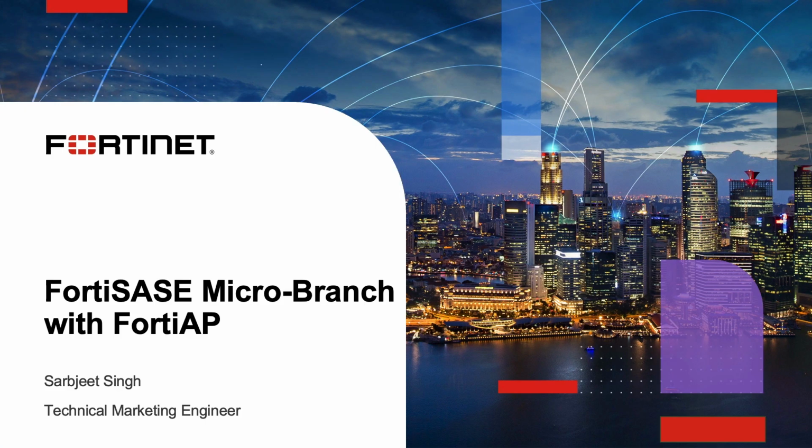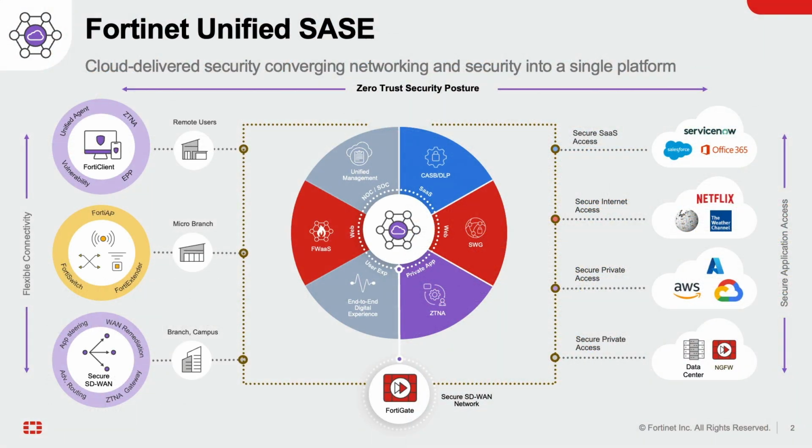Hello everyone. In this video, we will go over the FortiSASE microbranch use case with FortiAP. As shown, FortiSASE offers flexible connectivity options for both remote users and networks. Remote user connectivity is based on the FortiClient agent or via a PAC file, whereas microbranches can be onboarded to the FortiSASE cloud via FortiAP, FortiExtender, or by using an entry-level FortiGate. Lastly, SD-WAN and Auto Discovery VPN options are also supported to connect large branches and data centers.